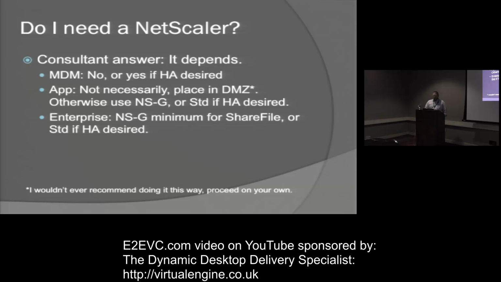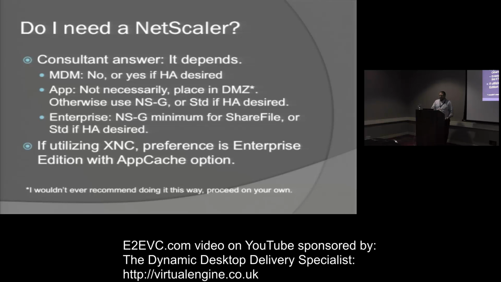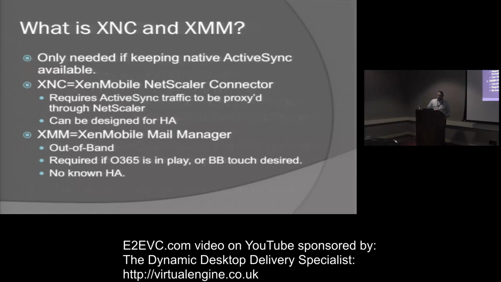One last note on that, this will lead into the next slide. If you're doing ActiveSync gating, if you're utilizing Netscaler Connector, which I'm going to talk about, the preference is actually to go with Enterprise Edition with the app cache option, because of the device list that MDM maintains and ships over to XNC. The app cache option is going to help speed that up a little bit for the ActiveSync gating, which leads us right into this. So what is Netscaler Connector, XNC, and XMM? Let me take a drink before I pass out.